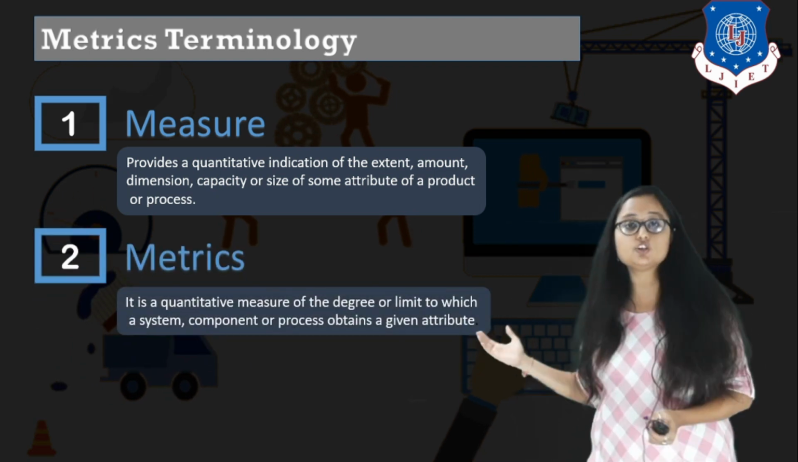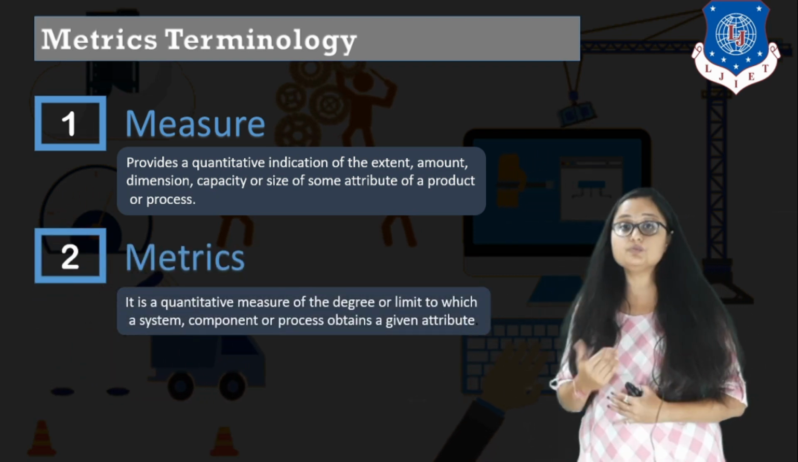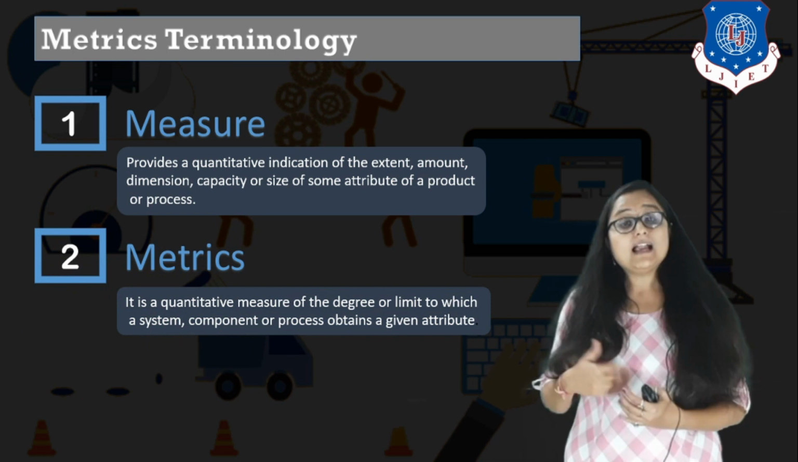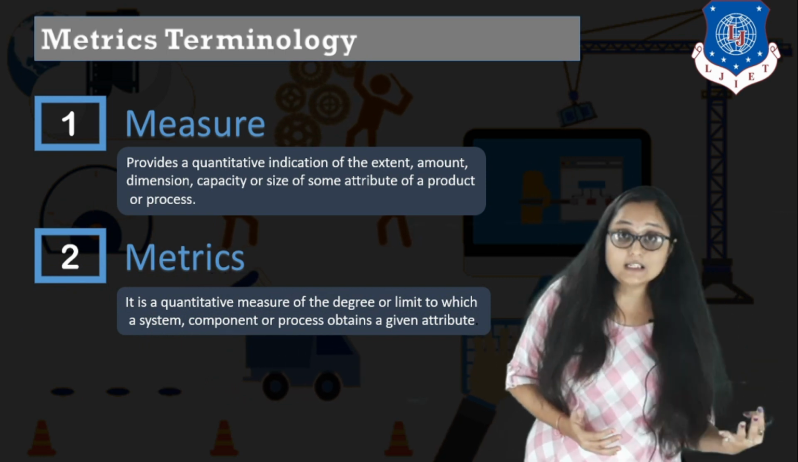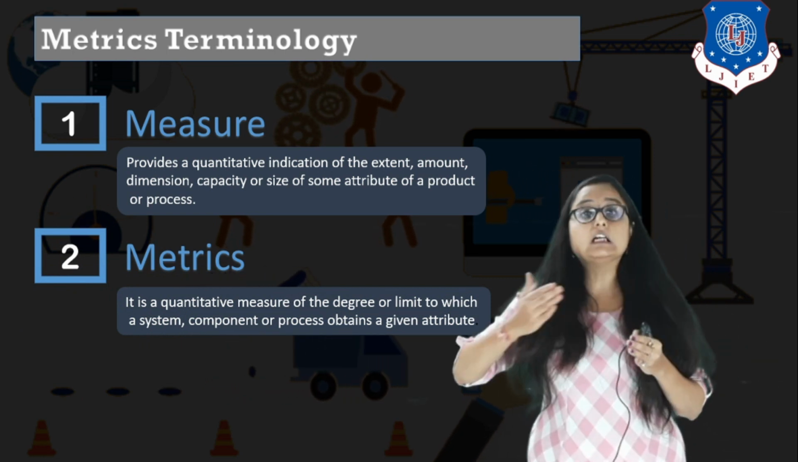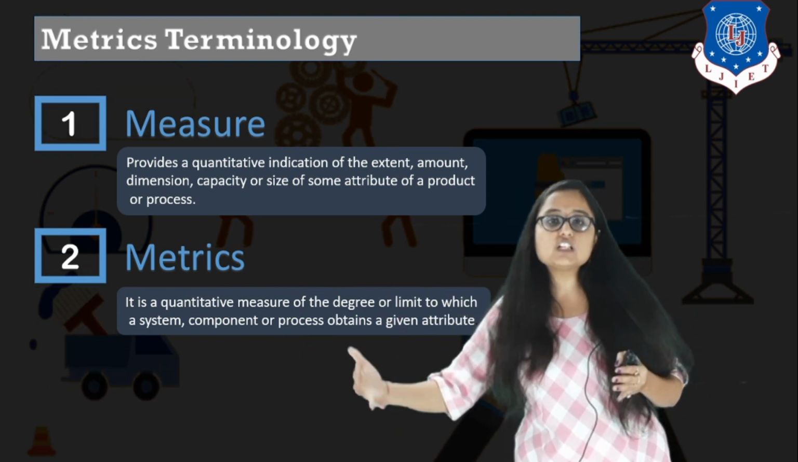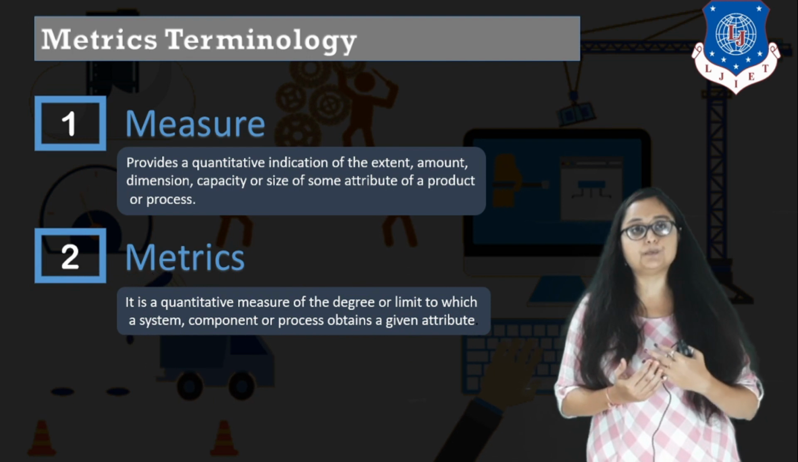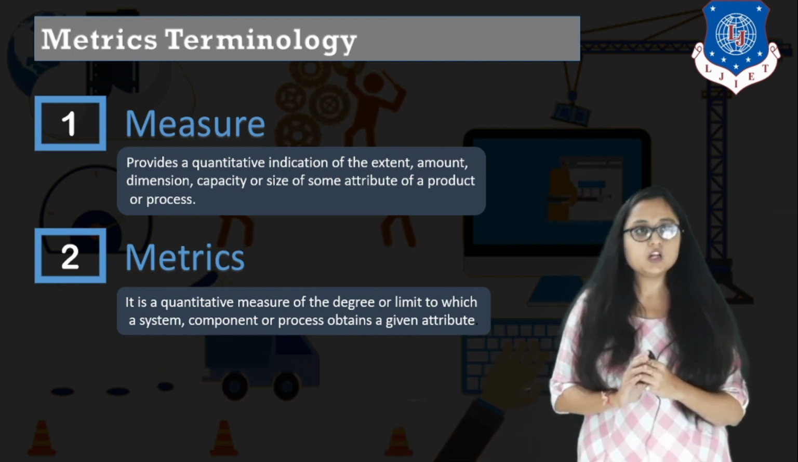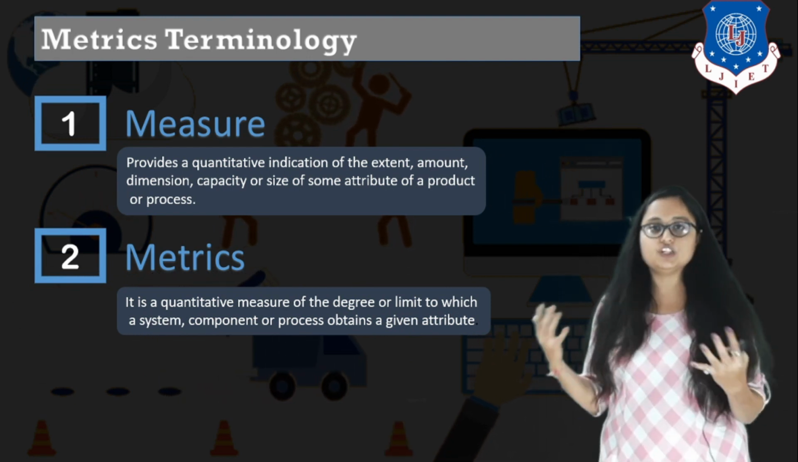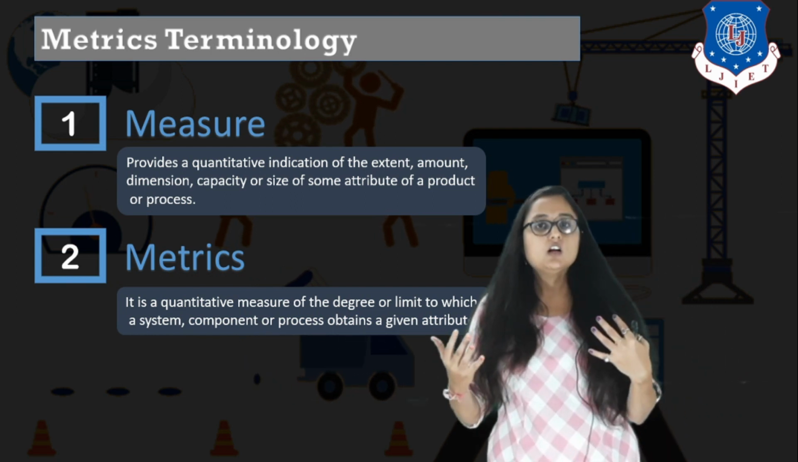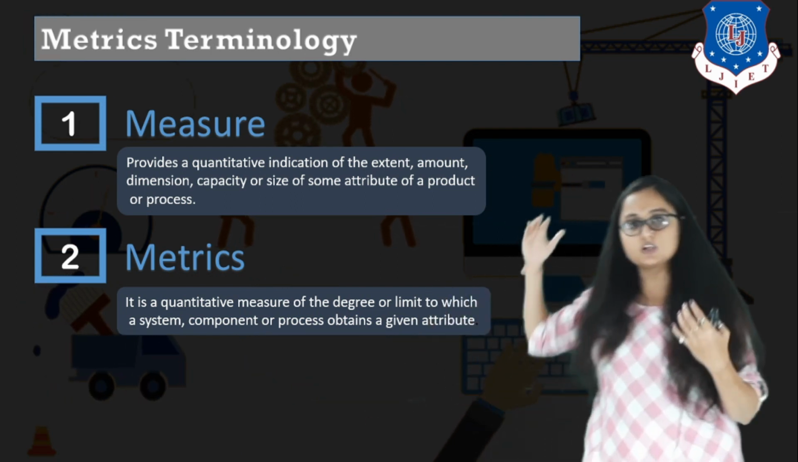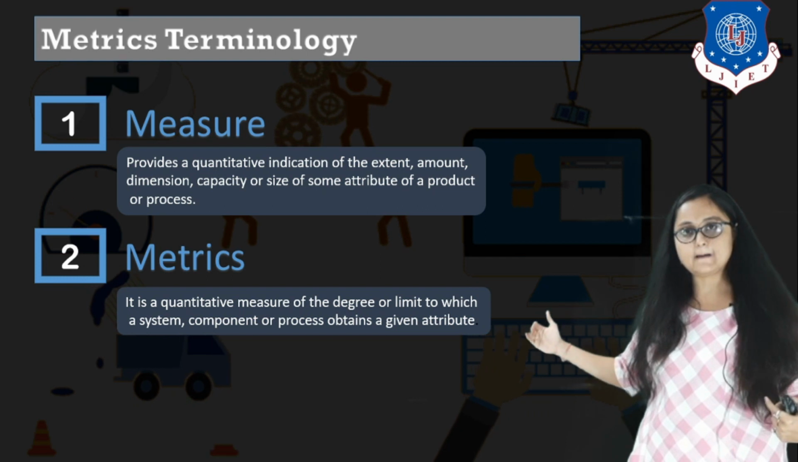The next terminology is metric. Now what do you mean by metric? Metric is basically again a quantitative measure of the degree or limit to which a system, component or process obtains or possesses a given attribute. Now this is a very heavy definition to understand. Now let us take a real life example and understand the difference between measure and metric.